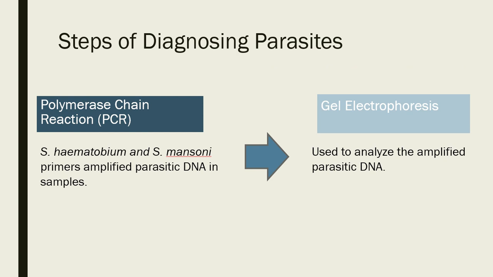After the DNA was extracted through the use of the mini kit, primers for the parasites were used to amplify the parasitic DNA in the samples. The specific primers that I used were Schistosoma mansoni DNA and Schistosoma hematobium DNA. The amplification was done through a PCR. After, gel electrophoresis was used to analyze the amplified parasitic DNA. This showed whether the patient had one parasite, both parasites, or neither one.